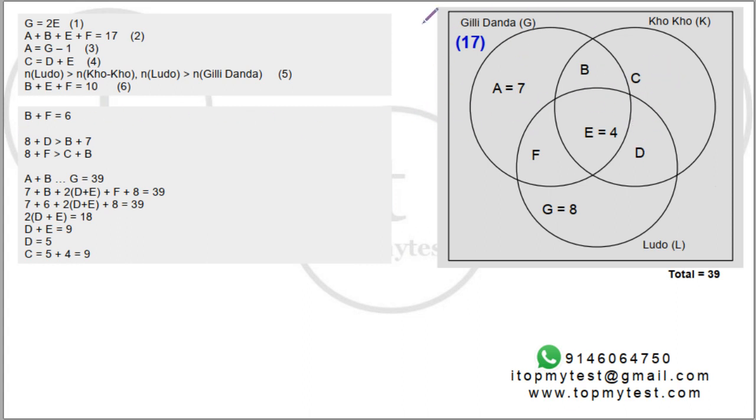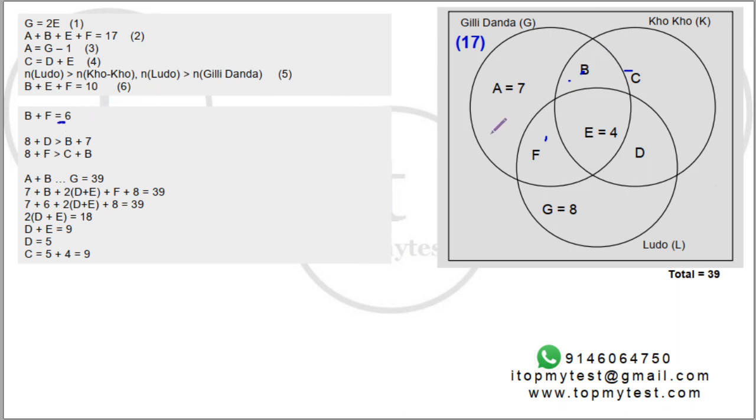Now let's try to figure out something else. We know the number of people in Ludo is more than Kho. Ludo is more than Kho. So B and C should be less than this. Right, 8 plus F should be more than B plus C. Similarly, A plus B should be less than D plus G. So I've written this down. Now because E is 4, B and F will add up to 6.